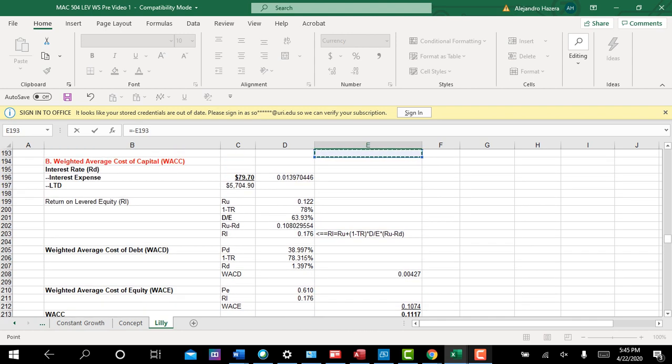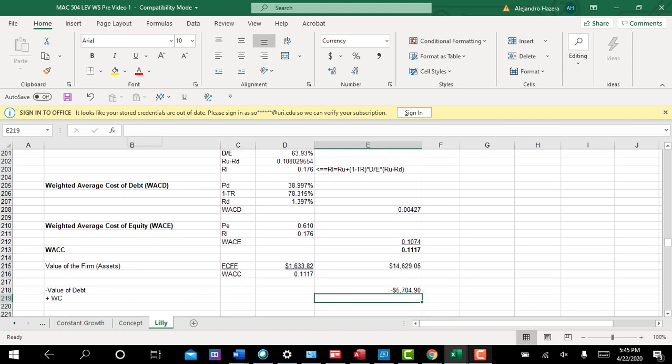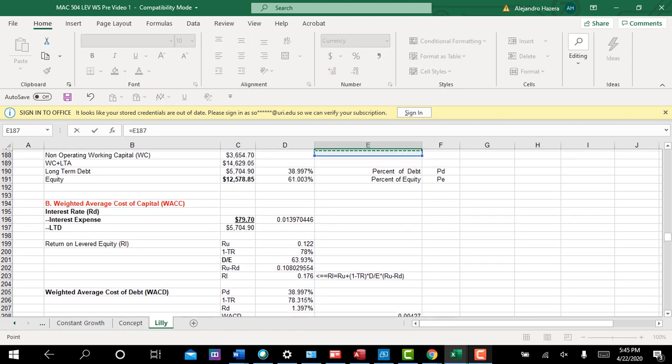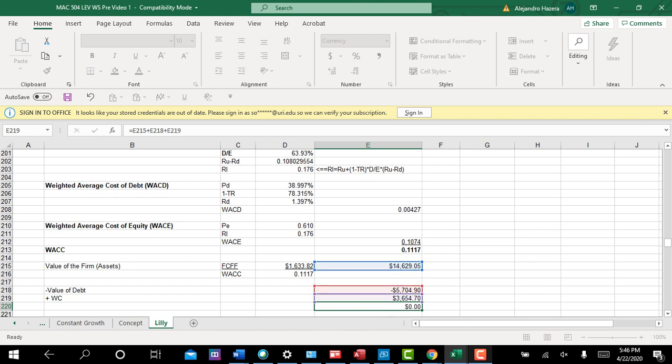The value of debt I've had a bunch of times here. It's 5 something. There's the value of debt right there. There's your long-term debt. Okay, plus my non-operating working capital, which is that number right there. So if I add those 3 numbers up, the 14,629 minus the 15,704 plus the working capital, let's see what we get. It's going to be that number plus that number plus that number.